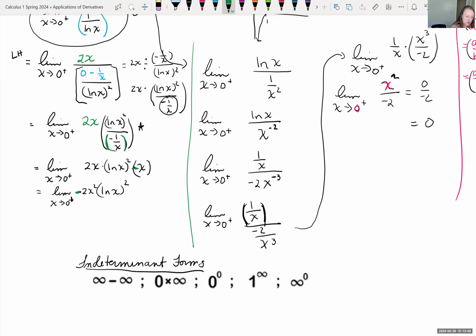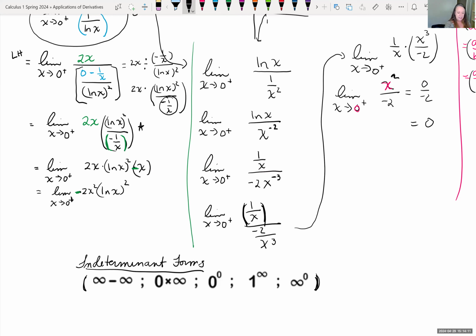There are other indeterminate forms that you might see. You cannot use L'Hopital's rule when they're in this form unless you can manipulate it to be in the form of 0 over 0 or infinity over infinity. But those are other forms that you may see.